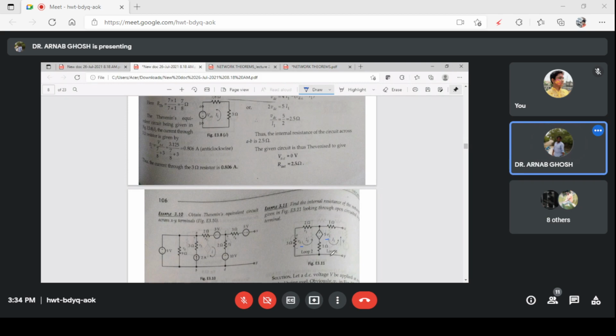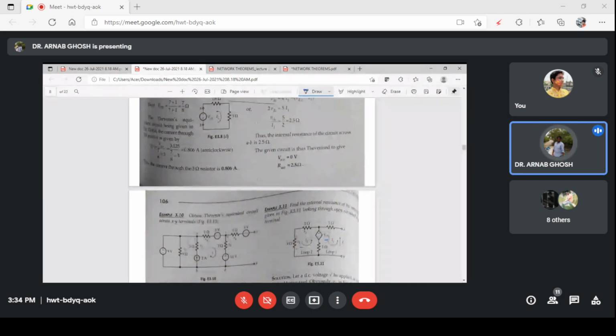Everybody done this? Anybody is having any problem? Debabrata, are you being able to understand? Yes, sir. Is that clear?